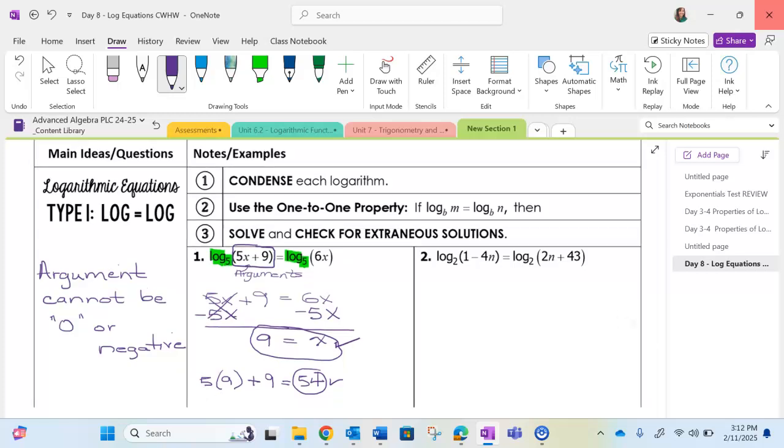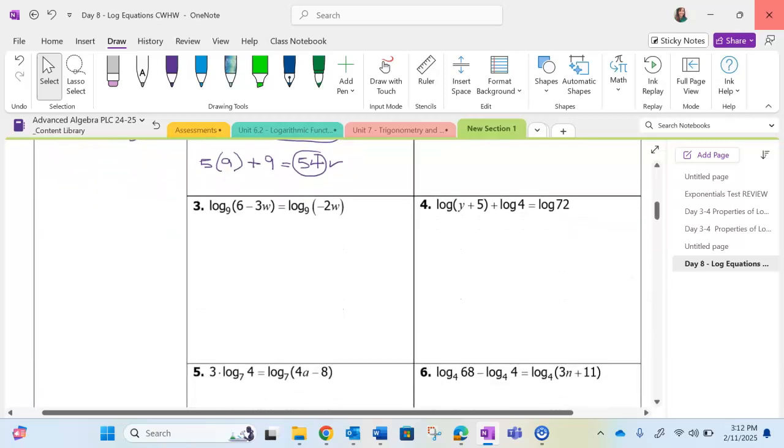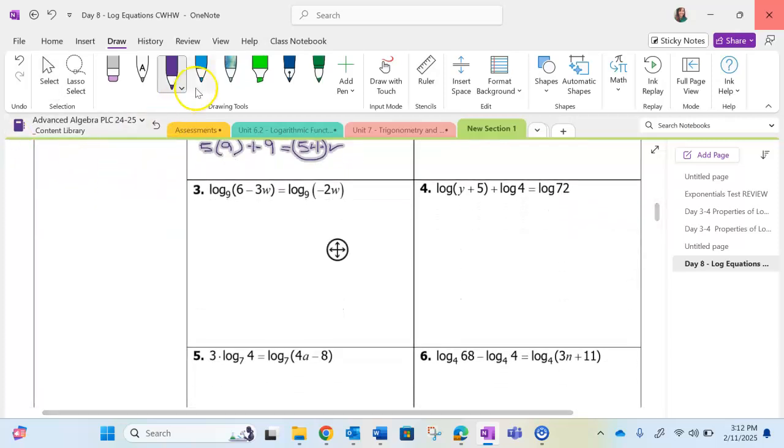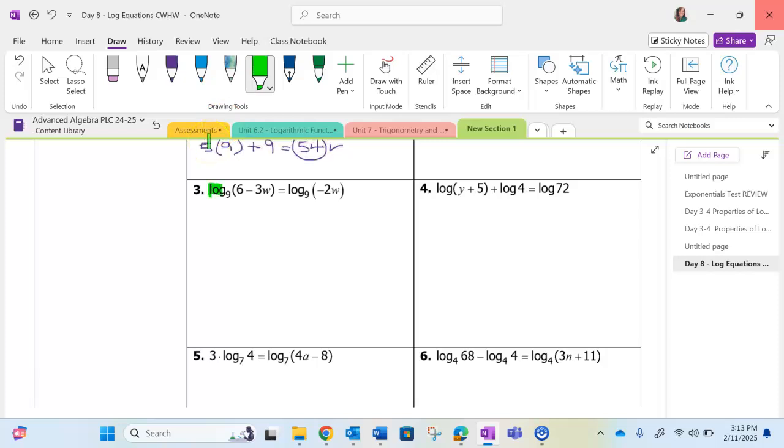Let's look. I'm going to skip number 2, and I'm going to do number 3. Just like before, I have the log of 9 on this side and the log of 9 on this side. Once I have one log of 9 on both sides, I can take the arguments, 6 minus 3w, and set them equal to each other. And now I'm solving for w. So I'm going to add 3w to both sides, and I get 6 equals w.